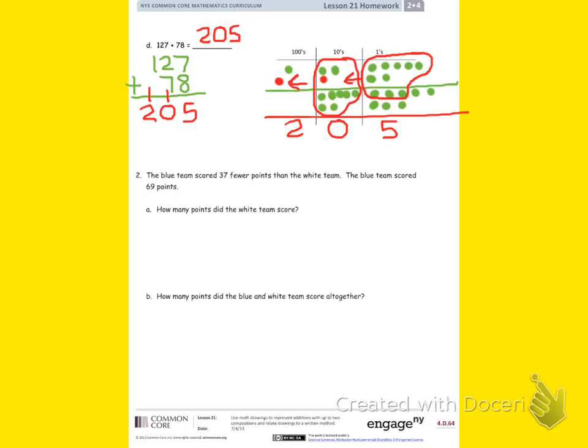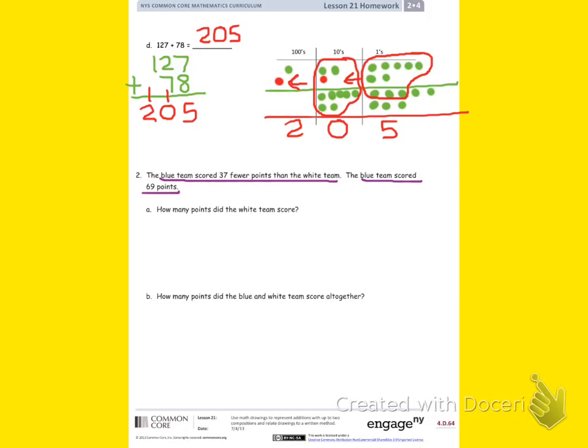Item 2. The blue team scored 37 fewer points than the white team. The blue team scored 69 points. I better go ahead and underline some important details in this problem. Blue team scored 37 fewer points than the white team. The blue team scored 69 points.